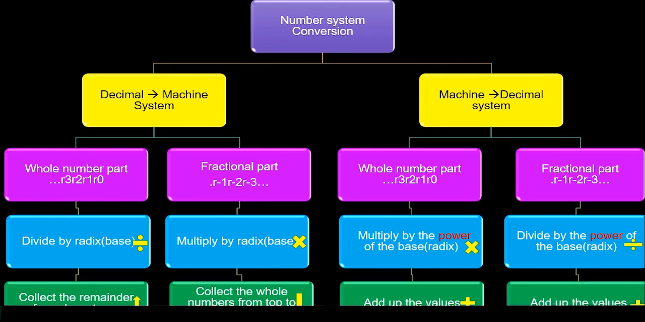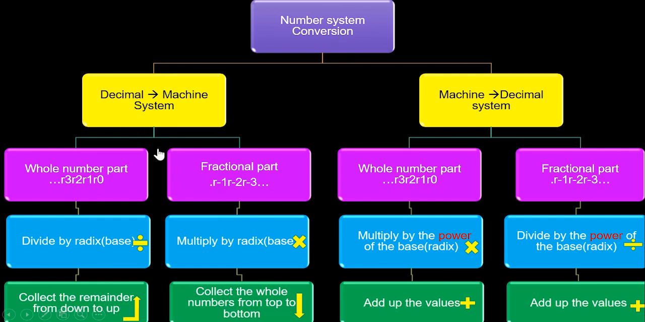Then finally, to conclude the answer, the answer you got from the whole number part has to be collected and kept. When you write the final answer, you write the whole number part, then a dot, then the answer you got from the fractional part. Same way here also, the answer you got from the whole number part, dot, the answer you got from the fractional part. Hope you are clear with the conversion between these number systems.